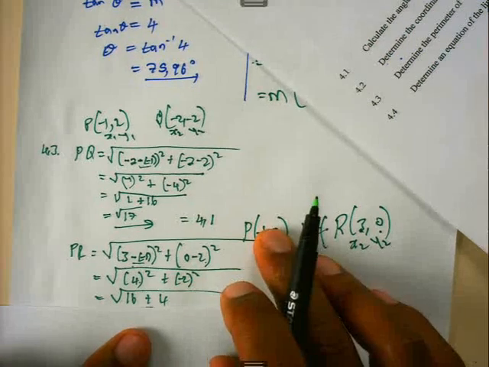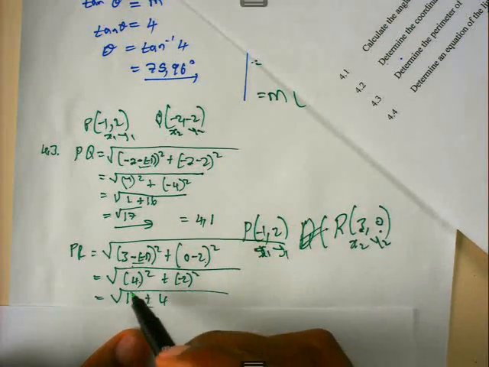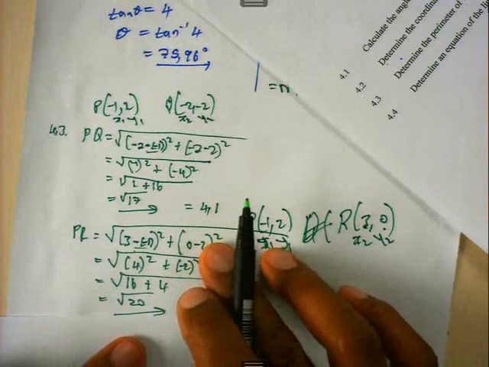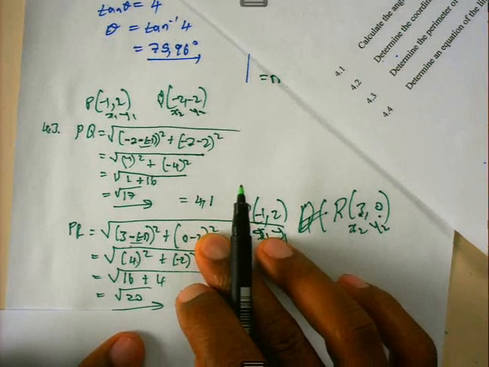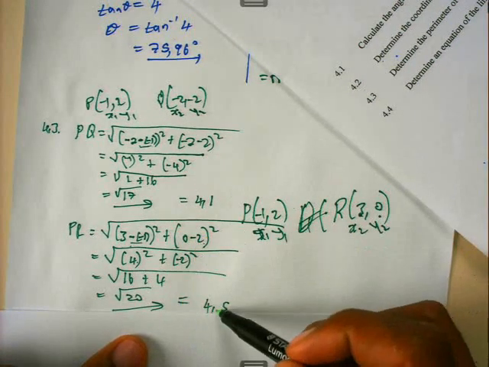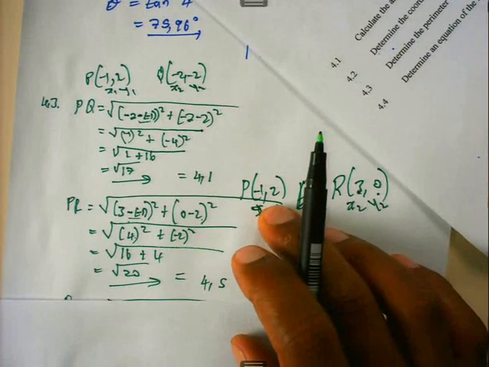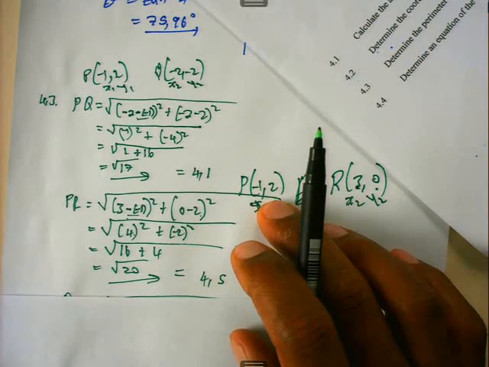Of course, now we are going to have what? We are going to have 4 squared is 16. Minus 2 squared is 4. Now when I add the 2, they give me 20. Now when I round it off to one decimal place, then it gives me 4,5. Right? That is, of course, the distance of PR.